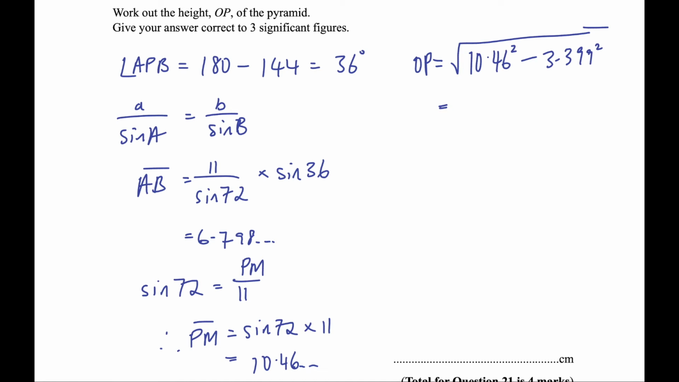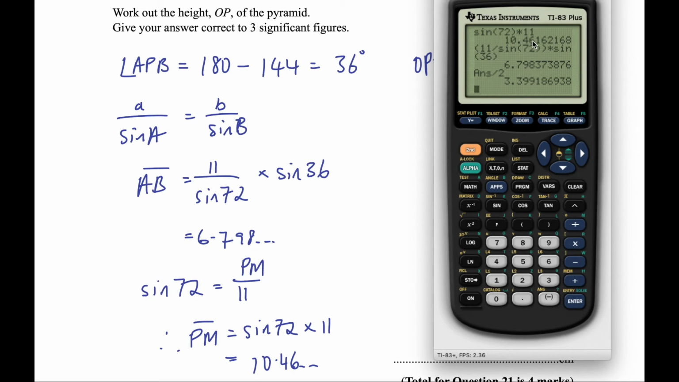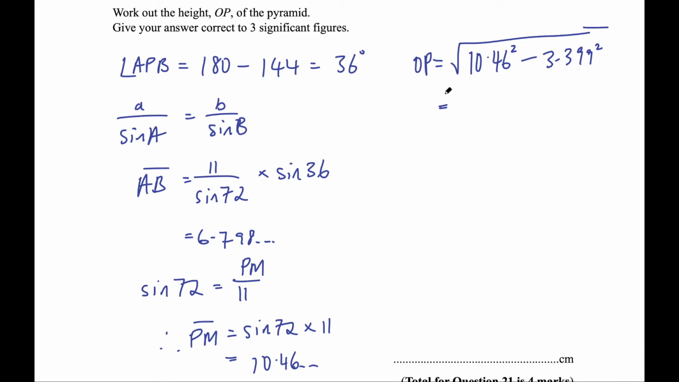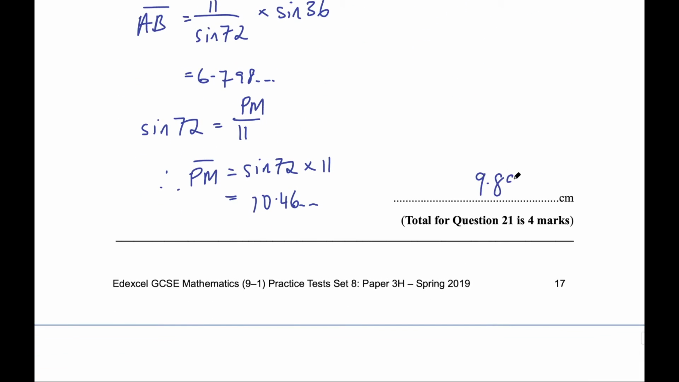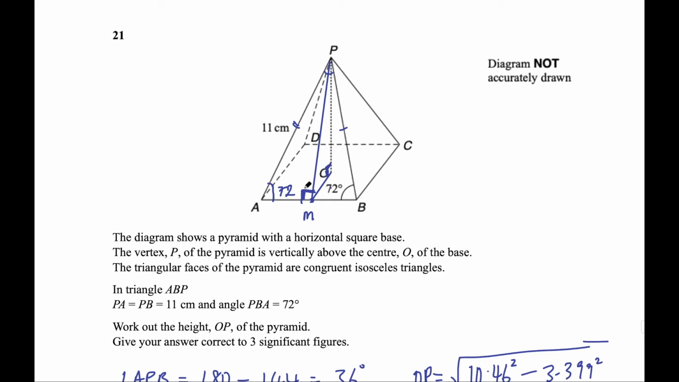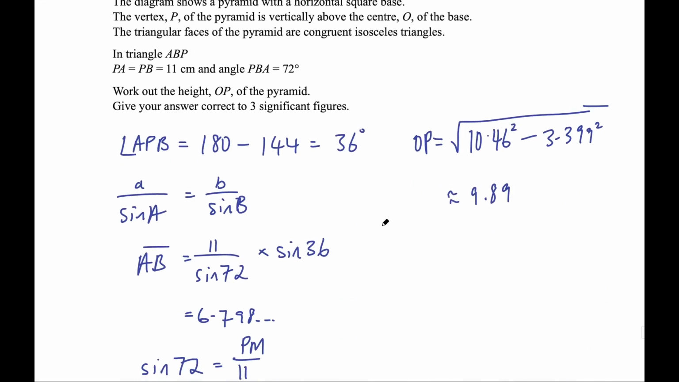And then let's plug that into a calculator. So I might do 10.4616. Okay, so it's always good to put in a few extra numbers just to get that bit of extra accuracy. Squared, subtract our previous answer, squared, and final answer there, 9.89 to 3 significant figures. So let's use an approximation symbol, 9.89. Okay, so that is my final answer there for question 21 for 4 marks. Not sure, there might be a simpler way or a quicker way to do that, but that was my method. I hope that made sense.